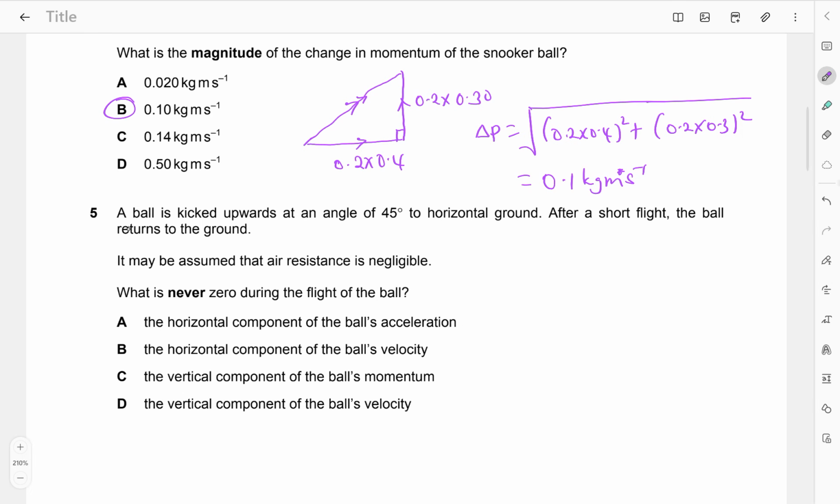A ball is kicked upwards at an angle of 45 degrees to the horizontal ground. After a short flight, the ball returns to the ground. It may be assumed that air resistance is negligible. So if air resistance is negligible, what is never zero during the flight of the ball? If the ball is moving like that, remember velocity in the horizontal remains constant. Reason: there is no acceleration in the horizontal.